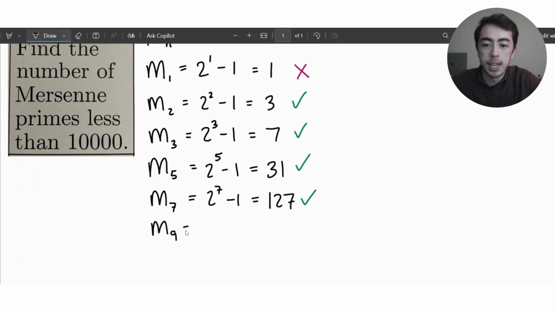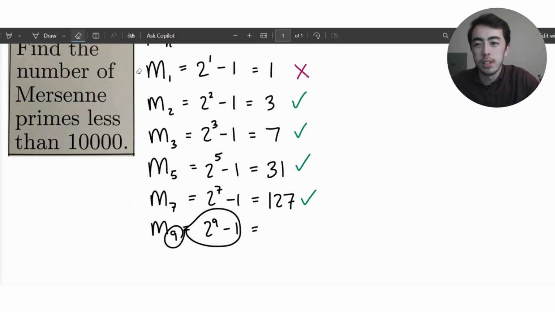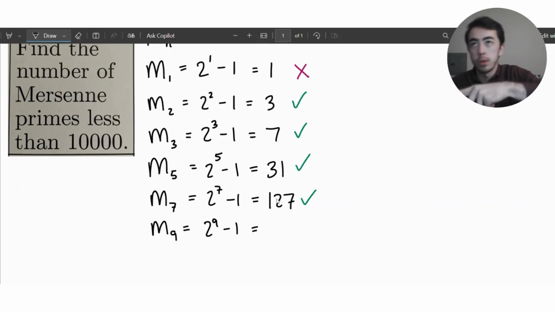M9, that's 2 to the 9th minus 1. Earlier, like I said, I know that when this number is composite, this number is composite. Forget how to prove it, so I'll just figure out this number and find out its divisibility like normal. Let's see, 2 to the 9th: 128, 256, and then 512. 512 minus 1 is 511. I'm pretty sure this is composite, but I'm not quite sure, so I'll have to check all those numbers all over again.